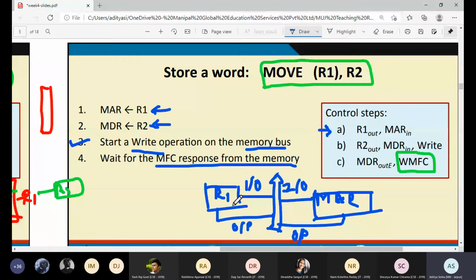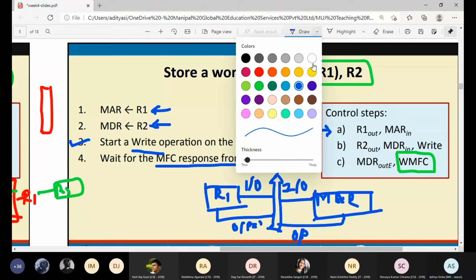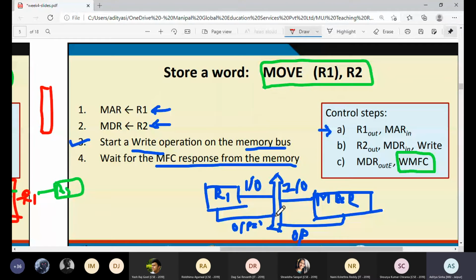When we do R1 out, this one is high. The data will be present in this system bus now. Do you agree? Yes, sir. So when you have MAR in as high, where will the data be flowing? Will it go inside MAR? Yes. Okay, so it will go inside MAR because we have MAR in as high.